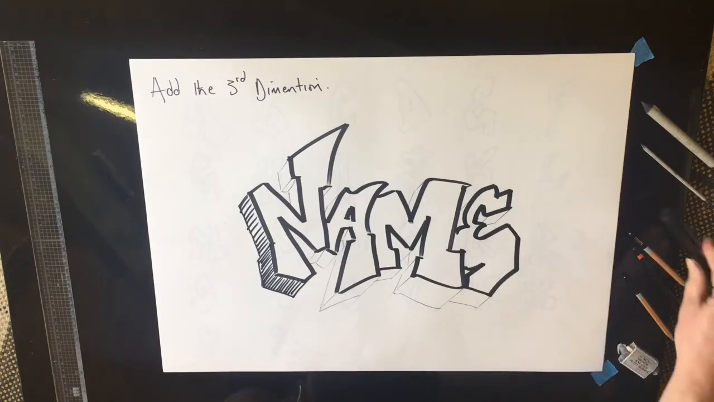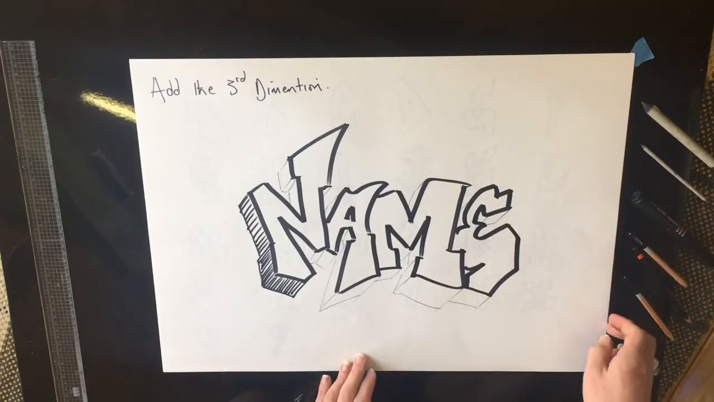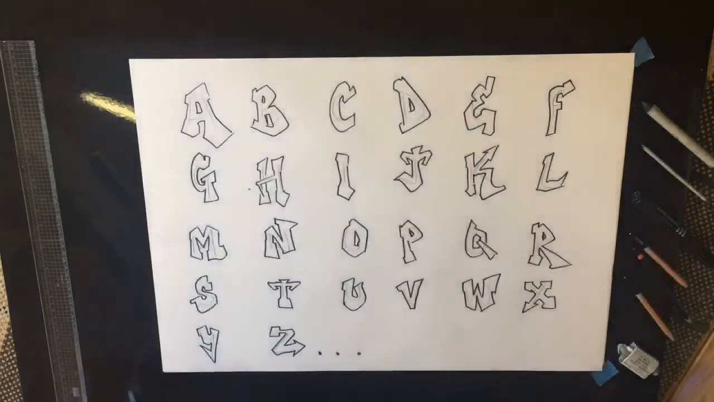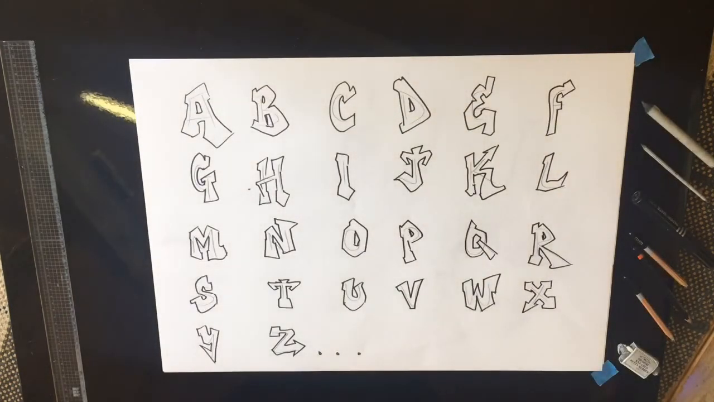Now, to help you, what I've done is I've drawn you out a graffiti alphabet. So what you could do for doing your name is you could pause the video, you could find the letters, and you could try and draw them out yourself. That'd be really easy to do. You don't need to copy what I've done.